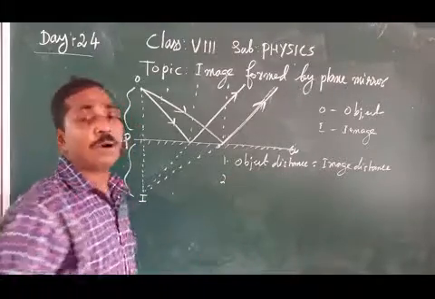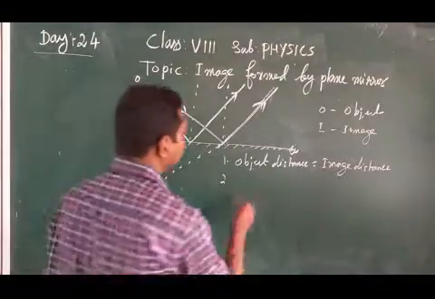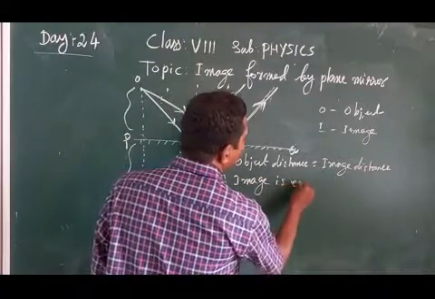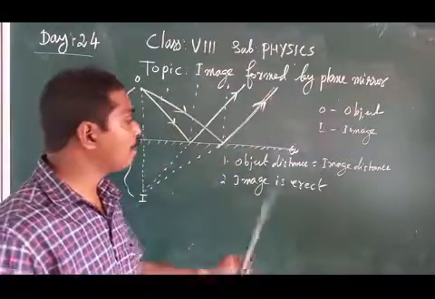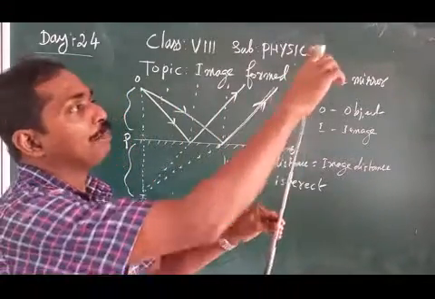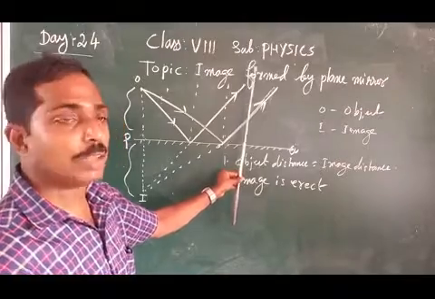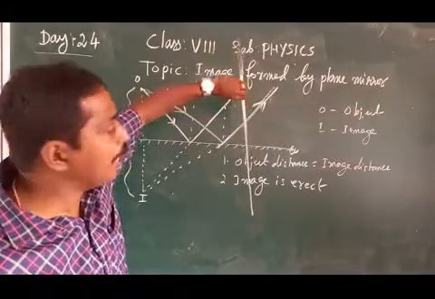Then the image formed, we see that it is an erect image. Image is erect. What is the meaning of erect? Erect means upright image. Suppose this is the head part and this is the lower part, it appears like that only. It is an erect image. The opposite is an inverted image.